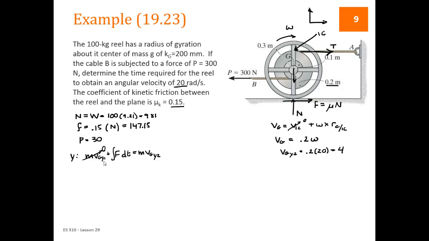So then, if we plug in our forces, and they're constant forces, we're going to have the y forces here. We've got a positive T, a minus P, a positive friction. Those are the forces acting in the y direction. All times some time t is going to equal the mass times 4. And that VG is going to be negative, since this 20 is negative. We know P, we know F, we do not know big T or little t. So P and F give us negative 300 plus 147.15 times little t plus big T times little t is equal to negative 400.